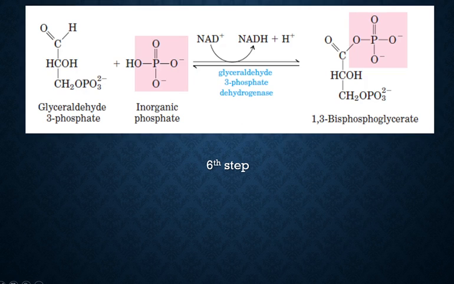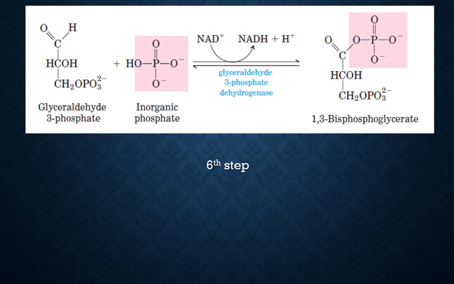It is the sixth step. The sixth step in glycolysis: glyceraldehyde 3-phosphate becomes 1,3-bisphosphoglycerate by using the enzyme glyceraldehyde 3-phosphate dehydrogenase. In this step it is oxidized, extracting high energy electrons, which are picked up by the electron carrier NAD+, producing NADH.